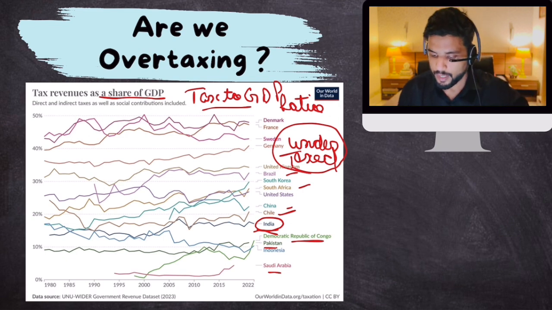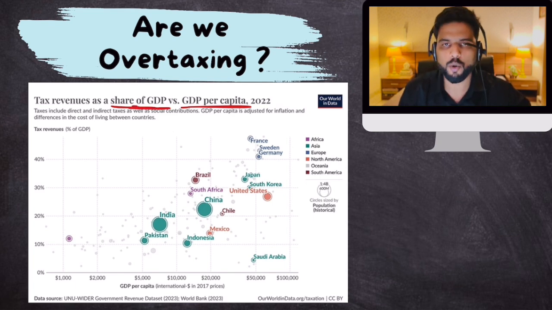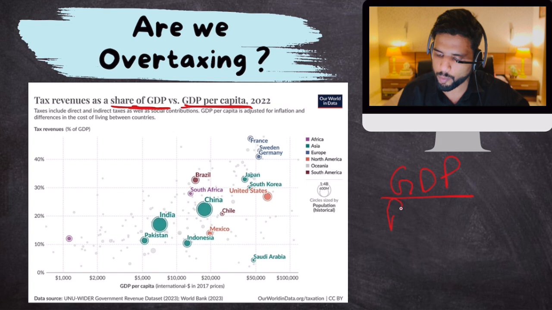Now let's go to the third chart: tax revenue as a share of GDP versus GDP per capita. Let's not just look at GDP alone. Let's talk about GDP per capita. And what is GDP per capita? Total GDP divided by population.